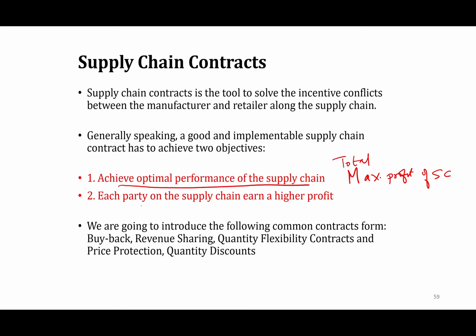And then the second one is that each party on the supply chain earns a higher profit. Okay, so those are the two objectives. So this buyback contract also needs to make sure that these two objectives are met. It has to ensure that the optimal performance of the supply chain is achieved, which means that overall the supply chain makes the highest profit that it can make. And secondly, that each party on the supply chain, which means the retailer or UV and the manufacturer or Zimaria, makes a higher profit than they were making without this contract. All right.